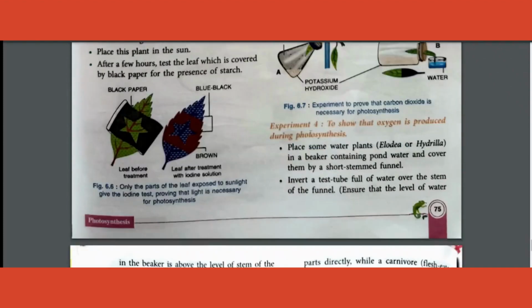The last experiment, number 4, is where we are showing that oxygen is produced. We are not showing that oxygen is required, because oxygen is not required for photosynthesis. We are showing that oxygen is produced during photosynthesis. For this, a 1 mark question comes, name any aquatic plant used for this experiment. The answer is hydrilla or elodea. We can answer any one. Okay. So for this experiment, what should we do?